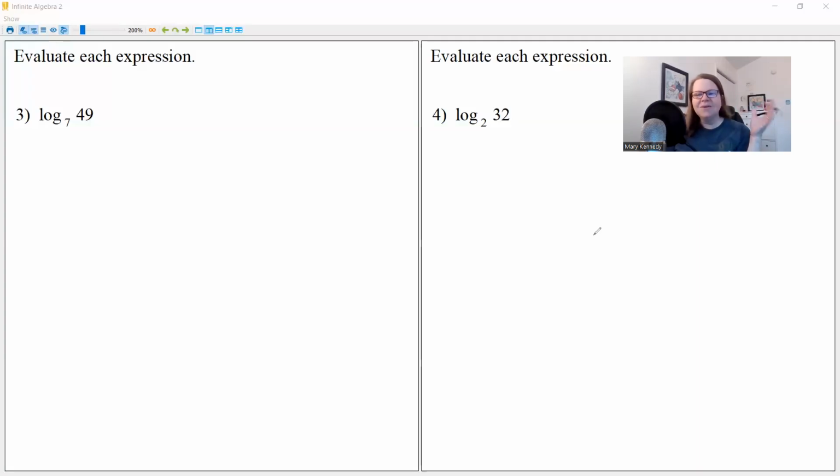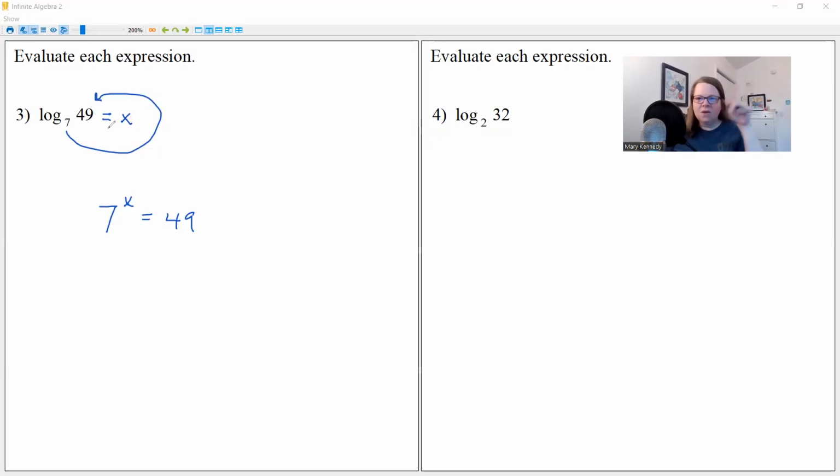All right, so let's take a look at evaluating expressions that are in log form, and we are supposed to get an actual number for an answer here. So we need to set this up like an equation. To me, that makes it the easiest to do. So I'm going to do my loop method. I'm going to start at the base, go in the direction of the equal sign. So I know that this is actually 7 to the x power equals 49.